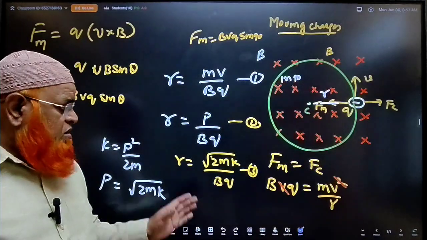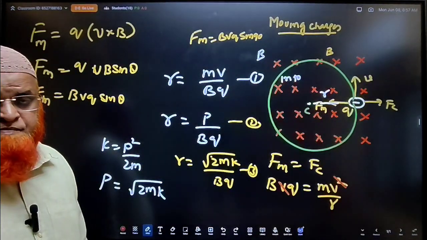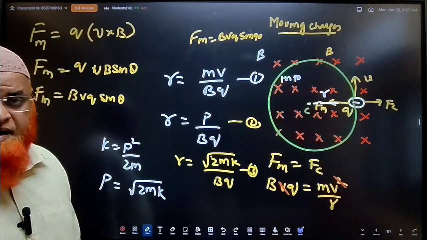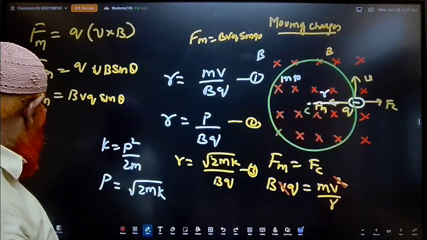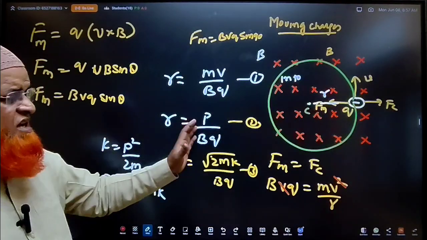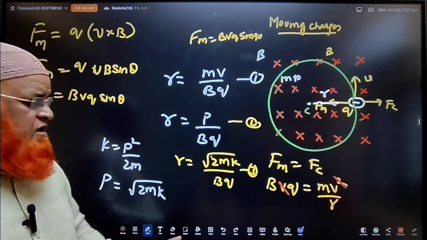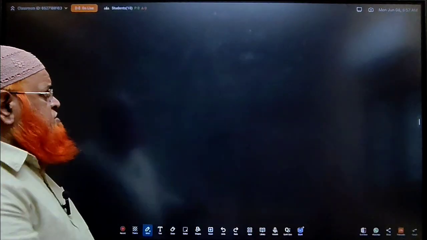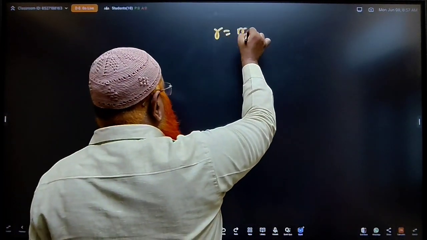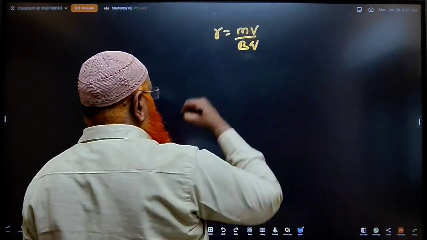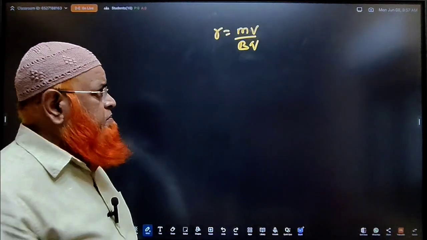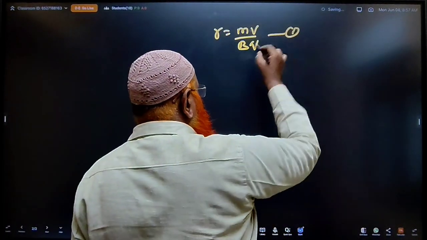Understood what I am saying now? We got the formula for radius. And finally, the next thing is, I'll tell you each and everything in an order. Everything will be understood in a very simple and easier manner. So I just got a formula, R is equal to mv by bq. This is the basic formula, which is called formula number 1.